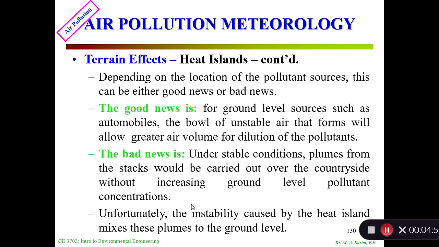Depending on the location of the pollutant source, this can be either good news or bad news. The good news is that for ground level sources such as automobiles, the bowl of unstable air that forms will allow greater air volume for dilution of the pollutants. The bad news is that under stable conditions, plumes from the stacks would be carried out over the countryside without increasing ground level pollution concentration. Unfortunately, the instability caused by the heat island mixes these plumes to ground level. So again, heat is the main issue, right?